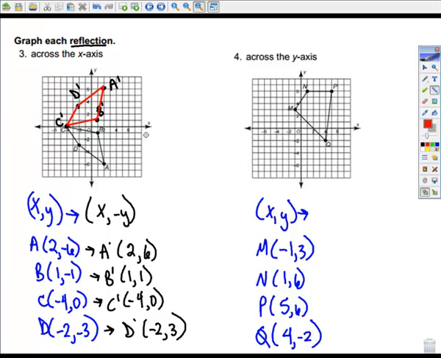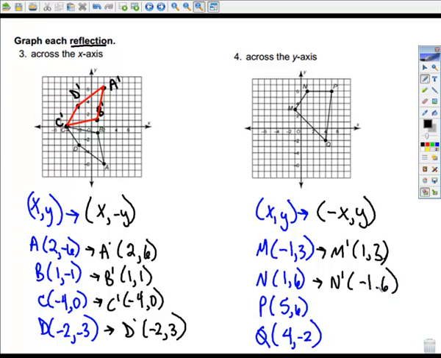And if I were to fold it across the x-axis, this figure would lie right on top of that one. Now let's go across the y-axis. When you go across the y-axis, the x becomes the opposite and you keep the y. So M prime is positive 1, 3. N prime is negative 1, 6. P prime is negative 5, 6. And Q prime is negative 4, negative 2.